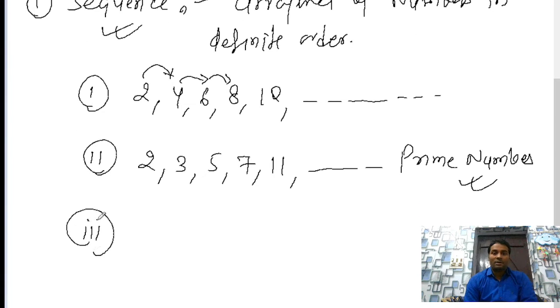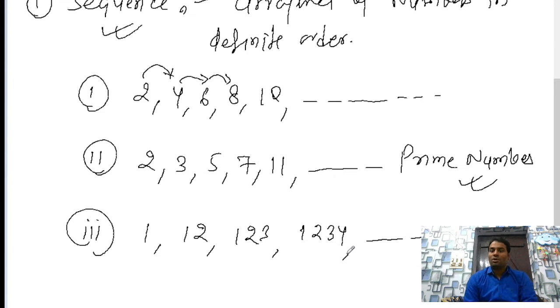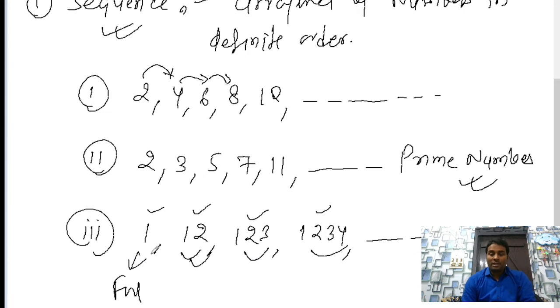Again, the third one: 1, 1 2, 1 2 3, 1 2 3 4, and so on. These are also called sequences. These are known as terms: the first term, second term, third term and fourth term. If you see each term, after these four terms you can predict what the next term will be. So these are called sequences.